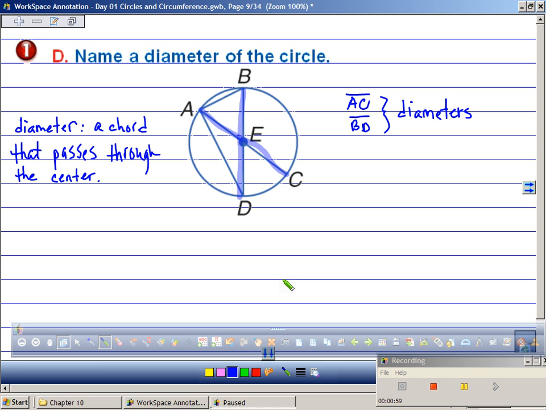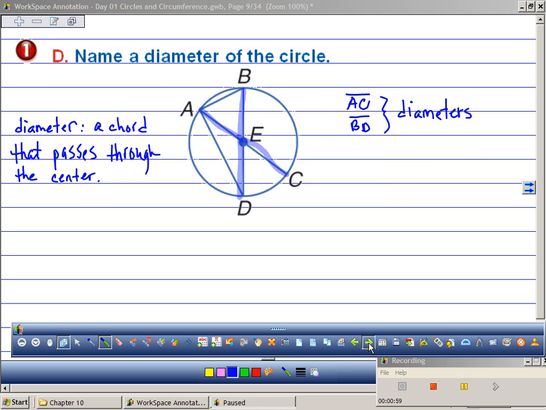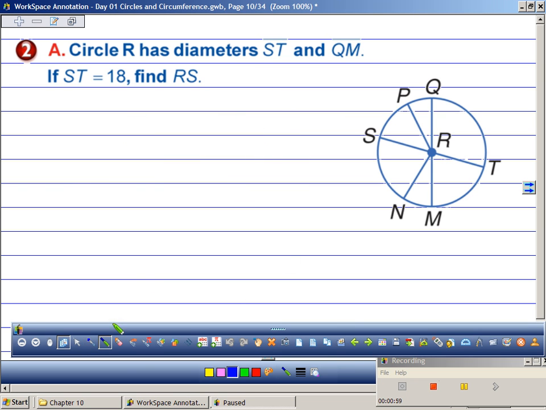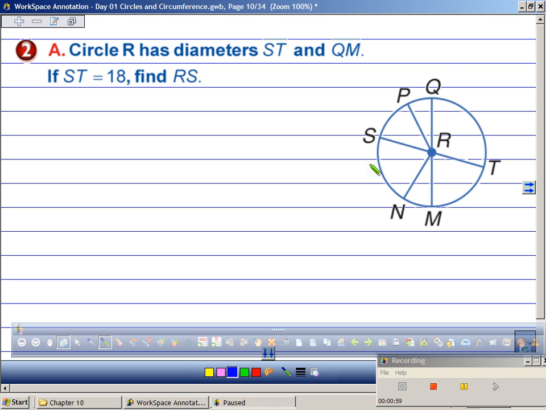Questions? Now, that's the basics. Okay, so go ahead and draw this one. I'm going to use this one for two different examples.